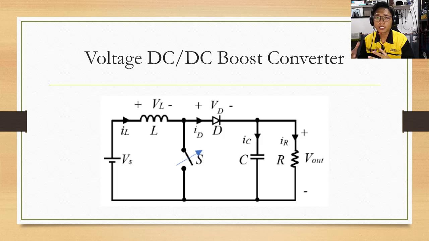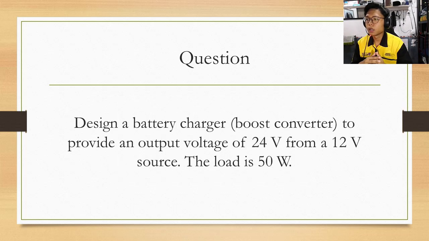In designing this converter, we need to calculate a few parameters to successfully design it. This is the lab activity question, which states that we are to design a battery charger using the boost converter to provide an output voltage of 24 volt from a 12 volt source, and the load is 50 watt. Based on the question, we get three pieces of information: V out is 24 volt, V source is 12 volt, and the output power is 50 watt.